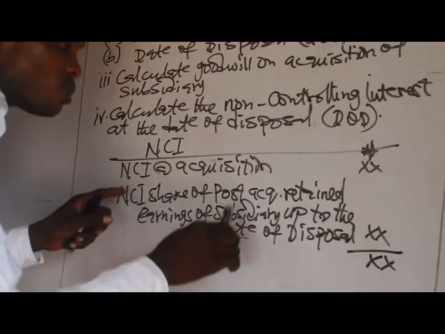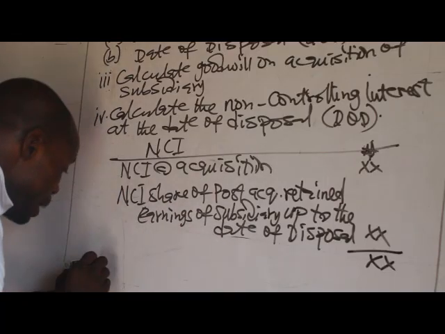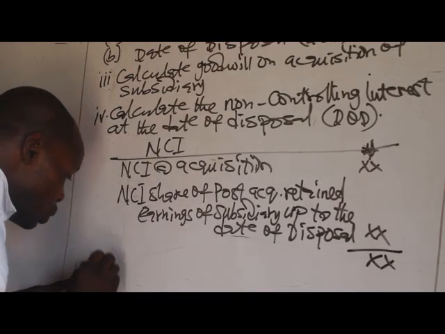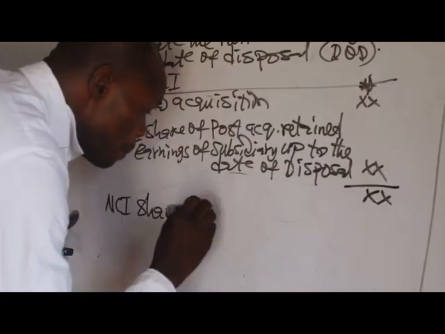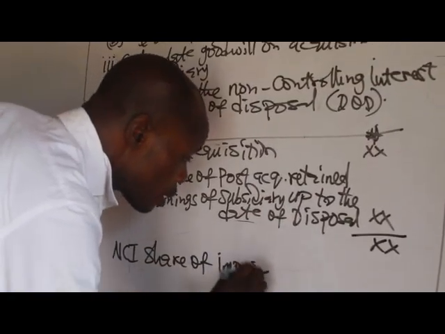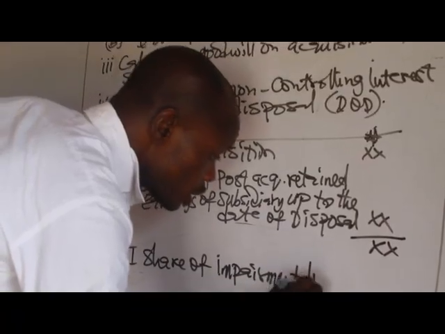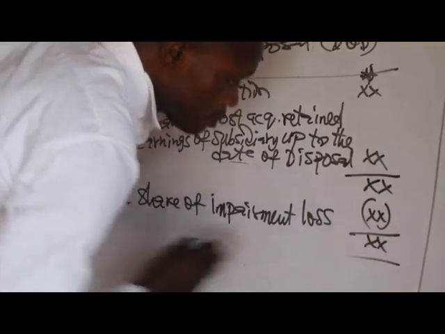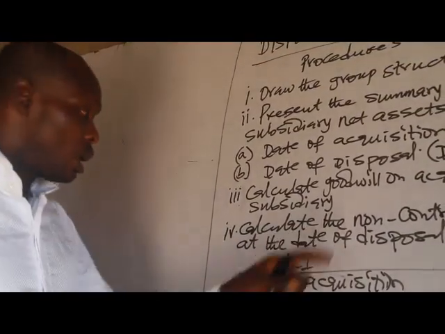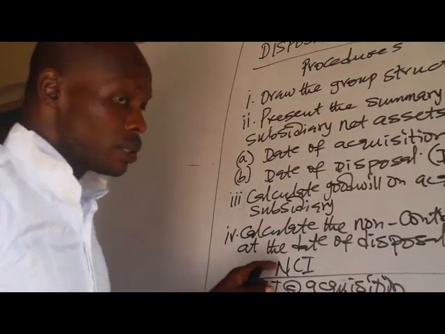Then where the policy is fair value, if there is impairment loss, we are going to have NCI share of impairment loss. So remove that. This will give you the non-controlling interest at the disposal date.